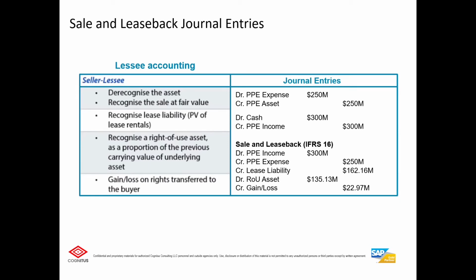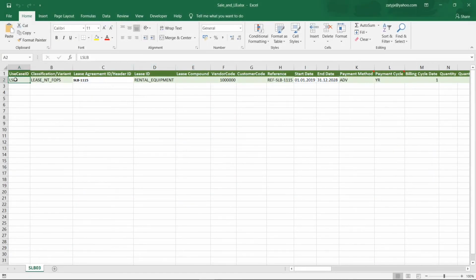And without any further delay, let's simulate the use case in the Hamilton engine and see whether the numbers match. In order to create a contract in the engine, we have to load the Excel file that contains all the sale and leaseback information. So we're going to use case ID LSLB. The classification and variant for this case is lease_NT_FOPS. The lease agreement is the unique header ID of the contract. Lease ID is a rental equipment, and this contract will start on 1st January 2019 until 31st December 2028. And the payment method is advance, and it will be paid every year.